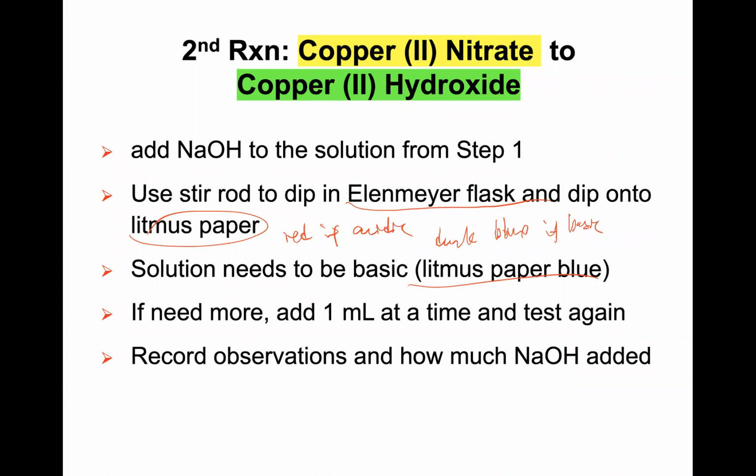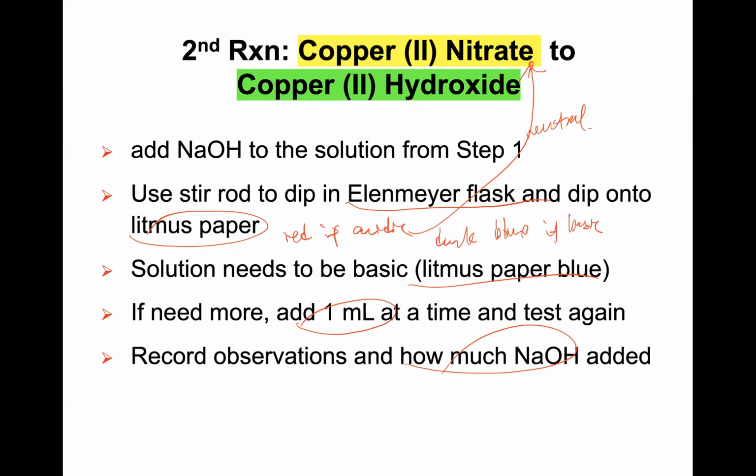If you see a color somewhere like this, this is something close to neutral. So if you see the color something like that, it's neutral. But then you need to add one more milliliter of sodium hydroxide and test again, and record how much sodium hydroxide you add. And this allows you to do the calculation.